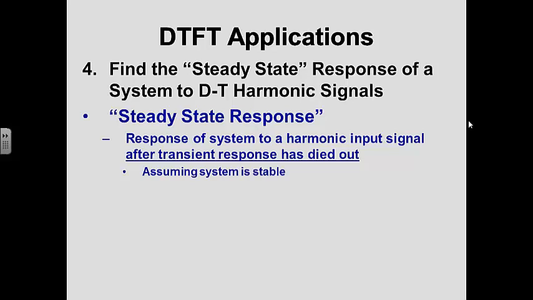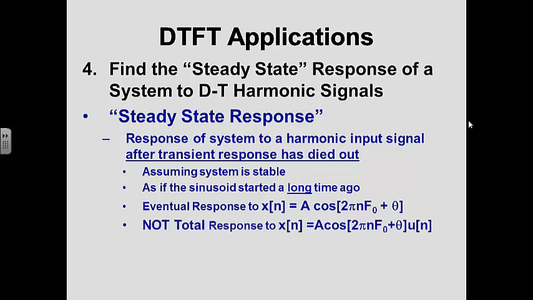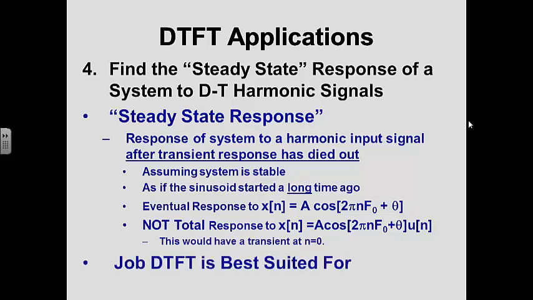We also have to assume the system is stable, or this doesn't work. Okay. Notice in my function, my input is a cosine, there's no u of n here. Somebody turned this on a long time ago. If you put a u of n next to it, then there's going to be a transient at n equals 0. I'm not going to see that with this response. I have to do system analysis for that. But for steady state analysis, for forced response analysis, this is what this is good for.